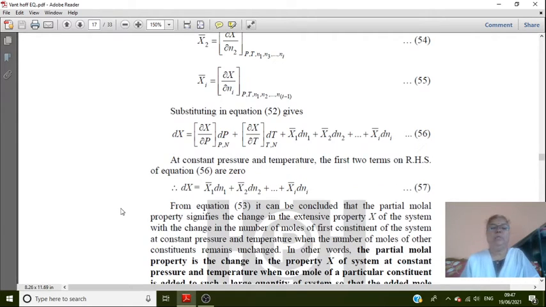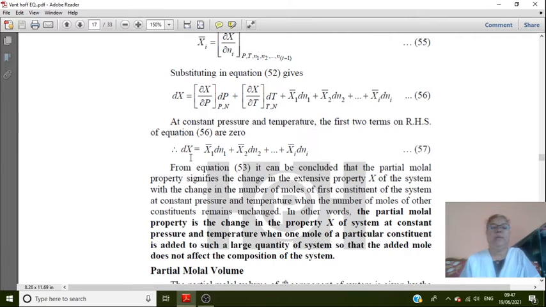Then at constant pressure and temperature, the first two terms on the right hand side of this equation become 0, and we can write dX is equal to X1 bar dn1 plus X2 bar dn2 plus and so on, plus Xi bar dni.